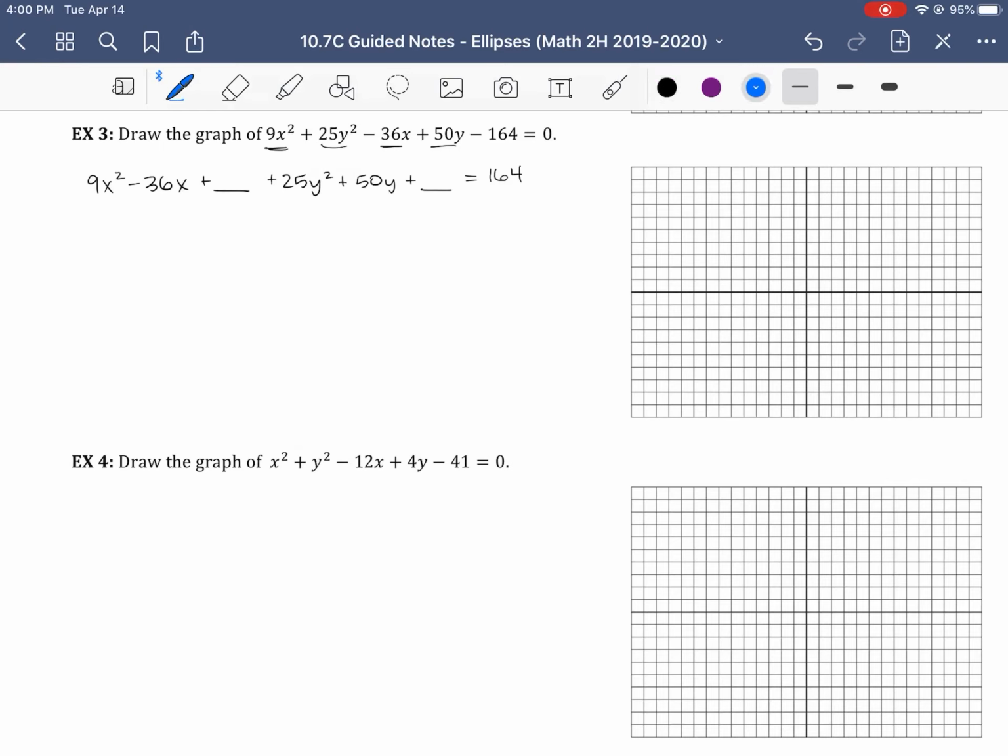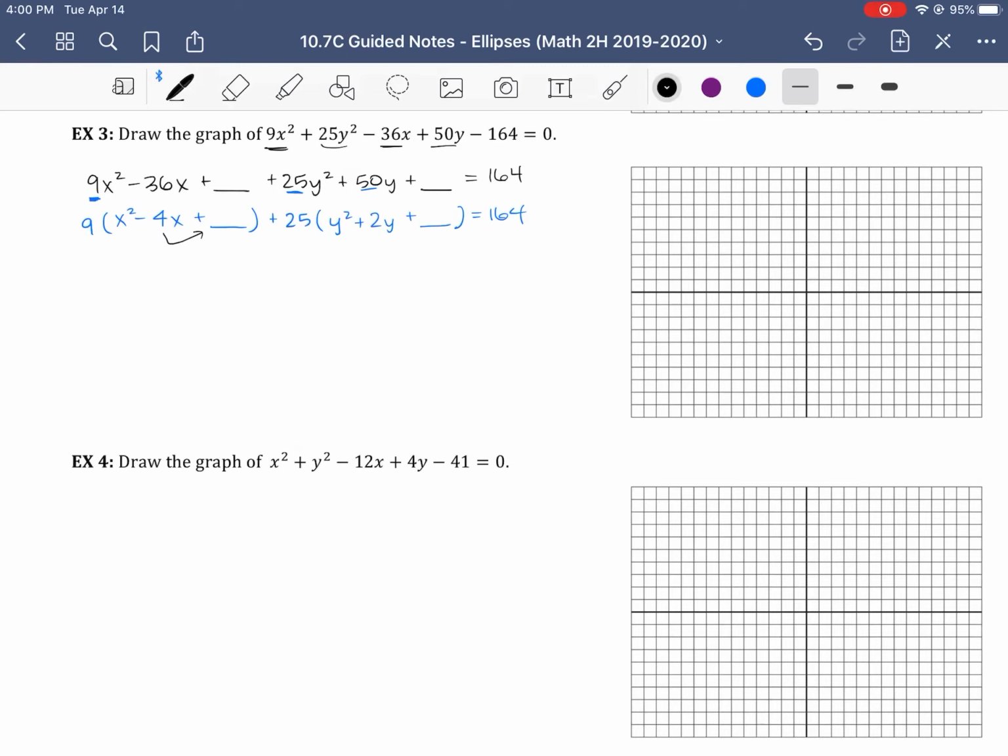That makes it positive. Okay, again, remember that we need a value of 1 right here, so we actually need to pull out the 9. And we're only pulling it out from the x pieces, because we're working with each of these individually. So we get x squared minus 36 divided by 9 is 4. Still going to leave that space there. Over here we have a 25 that's in the way, so we're going to pull that out front, which would leave the y squared. If we divide 50 by 25, that gives us 2y. And again, we leave space for that perfect number.